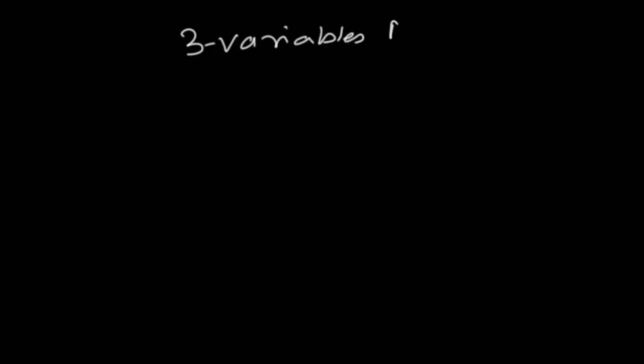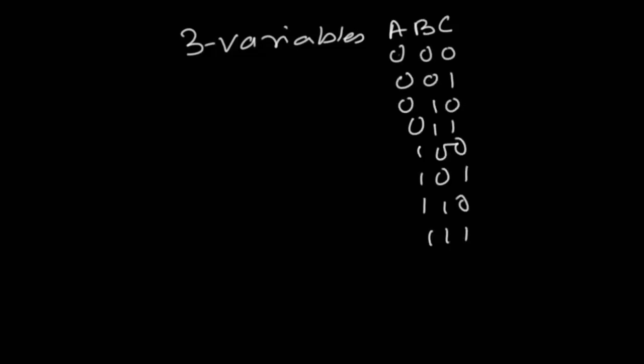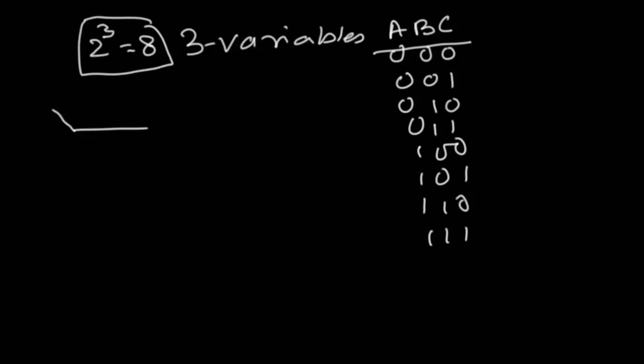Now when we have 3 variables, let's say A, B and C, what are the possibilities? 0, 0, 0 up to 1, 1, 1. So we have in total 8 possibilities. As there are 3 variables, that is 2 raised to 3, that means 8. So we have 8 cells. So let's draw my 8 cells.